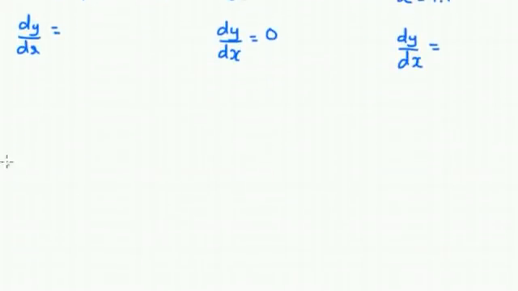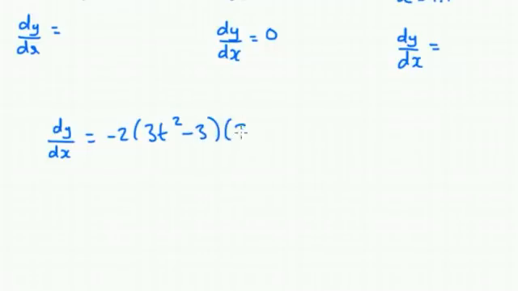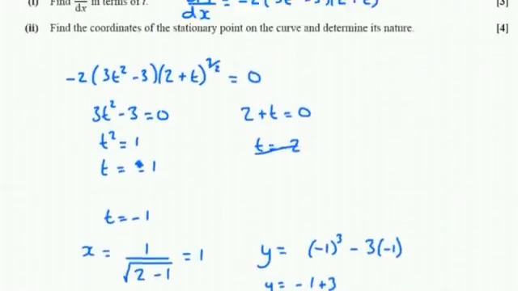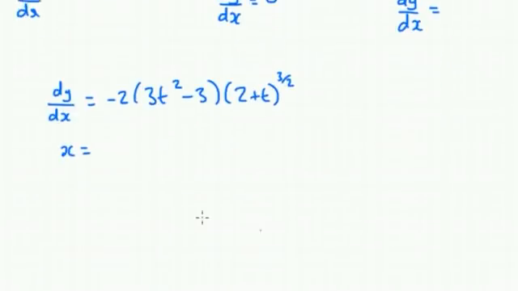So to do that, we know that dy by dx is equal to minus 2 times 3 lots of t squared take 3, times 2 plus t to the 3 over 2. And we also know that x is equal to, what's x equal to? x is equal to 1 over root 2 plus t.